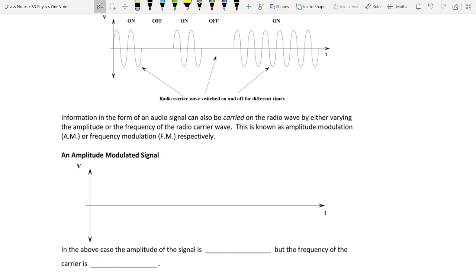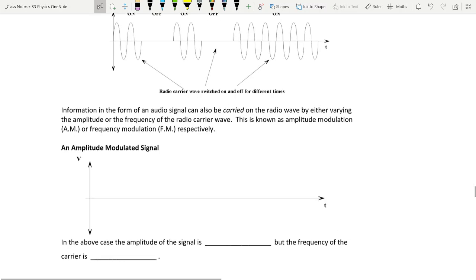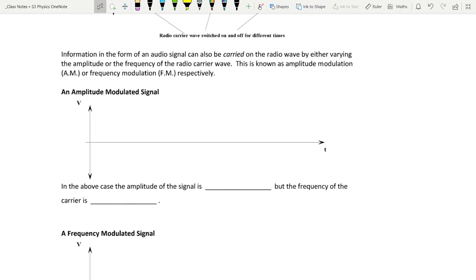Information in the form of an audio signal can also be carried on the radio wave by either varying the amplitude or the frequency of the radio carrier wave. This is known as amplitude modulation, AM, or frequency modulation, FM. So that's where AM and FM come from, and it all depends on what is being changed to help transmit those signals.